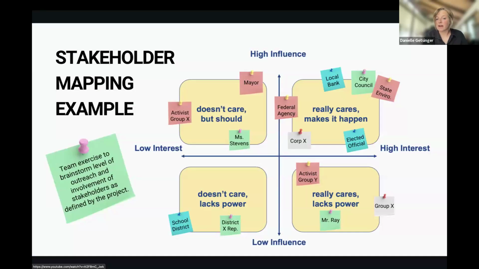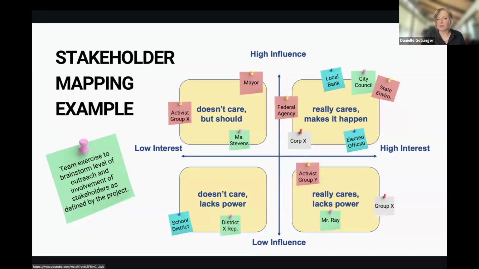To give an example of how you could do that, this is a stakeholder mapping exercise that we like to do with our teams and as consultants, where we're looking at not only who is all of the organizations and people and community leaders, etc., that have an interest or should have an interest, and what is their stake and their influence in the project. And just map it out.